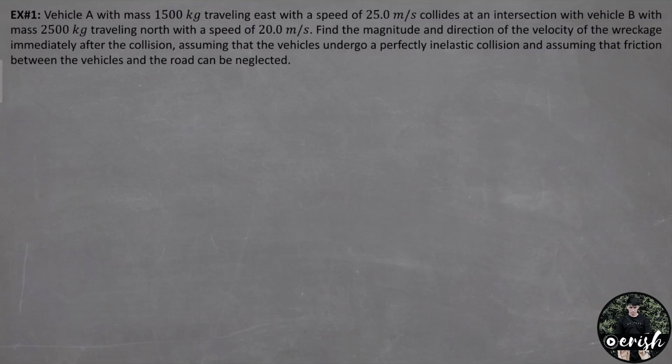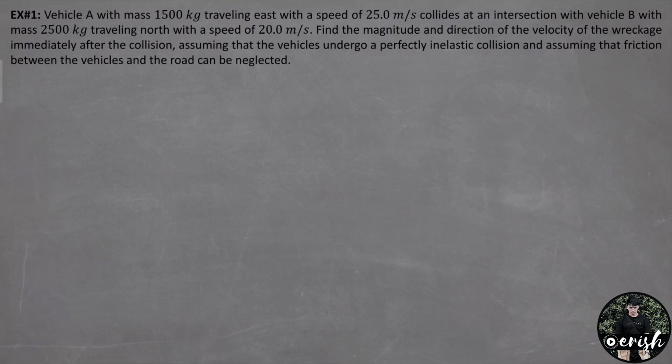Example number 1. Vehicle A with a mass of 1,500 kilograms traveling east with a speed of 25 meters per second collides at an intersection with vehicle B with a mass of 2,500 kilograms traveling north with a speed of 20 meters per second. Find the magnitude and direction of the velocity of the wreckage immediately after the collision. Assume that the vehicles undergo a perfectly inelastic collision and that friction between the vehicles and the road can be neglected.